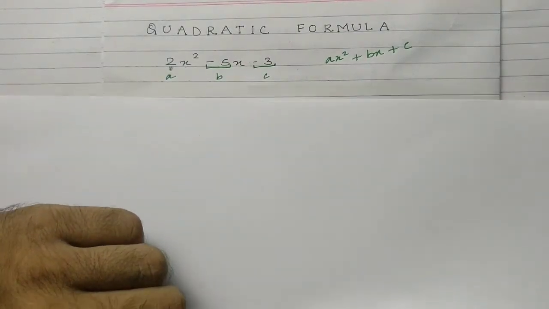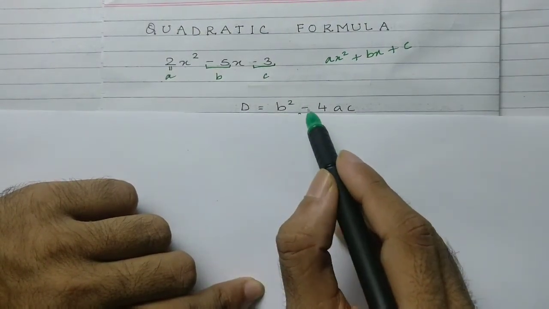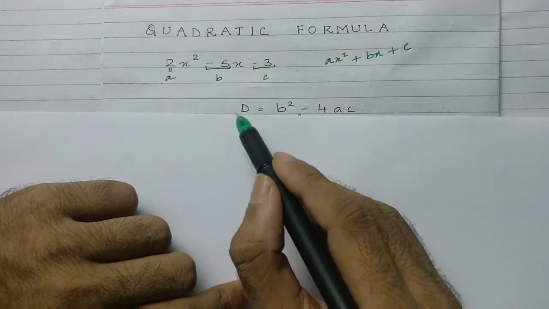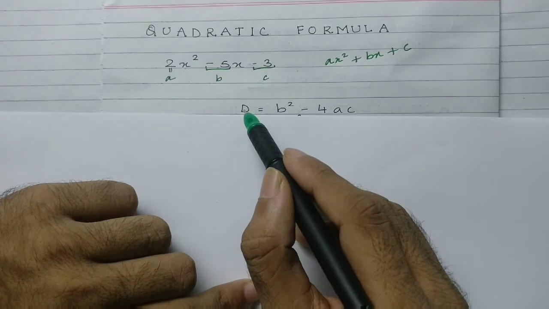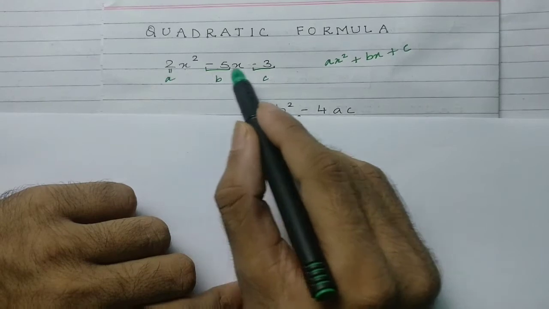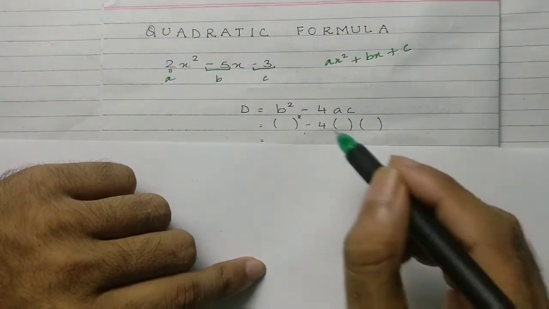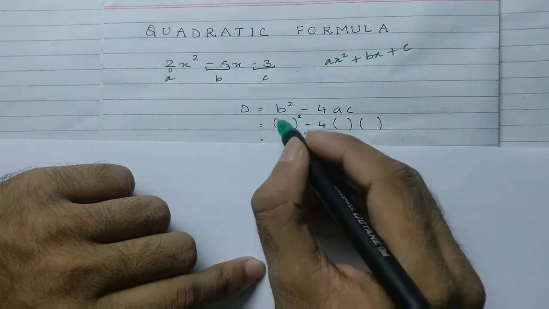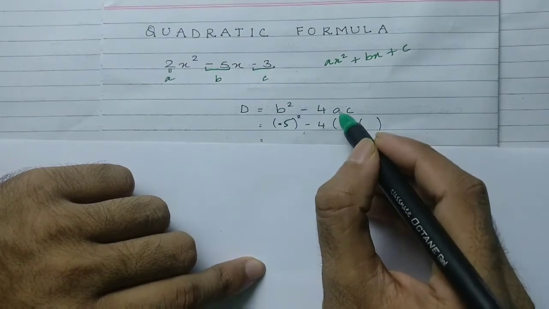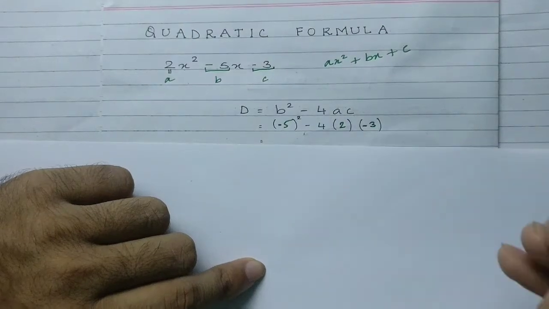So next I want you to remember this: d is equal to b square minus 4ac. This d is also said to be the discriminant. Okay, then since I have all the values over here, let me substitute them. So b is minus 5, so I'll write minus 5 over here. a is 2 and c is minus 3.